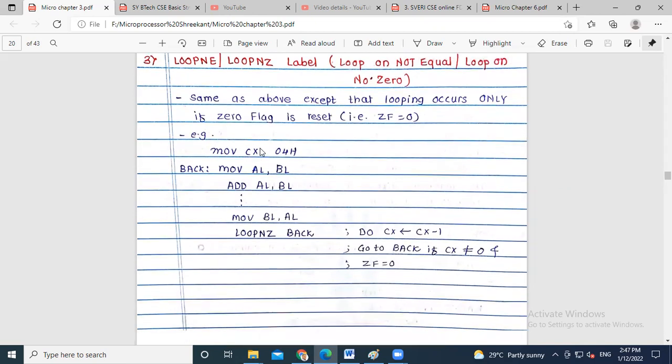For example, move CX with the value 4, and then move AL, BL, and add AL and BL, whatever they contain. Finally, move BL comma AL. Again, the AL register is transferred into BL. So again, loop on non-zero. If non-zero occurs, then it comes back to move AL comma BL. Again, the iteration is going to be repeated. So n number of times this code is going to be executed.